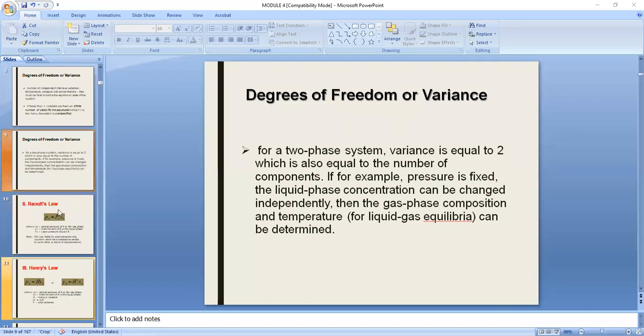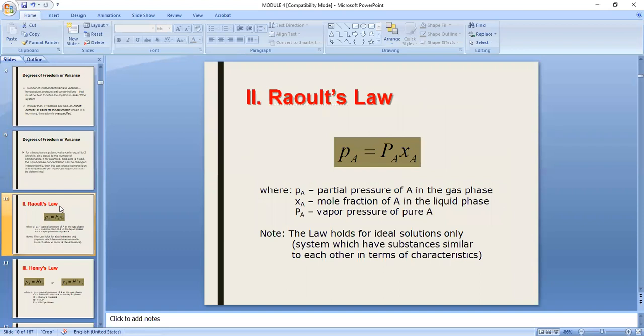Now we have Raoult's Law. This is for ideal systems only. It gives you the relationship between the mole fraction in the liquid phase, which is represented by X, and the partial pressure of A in the gas phase, which is the small p sub A. Now in some books, the capital P sub A has a naught. So P sub A naught represents the vapor pressure of pure A. Sometimes it's also represented by A prime. So P sub A prime in that sense.